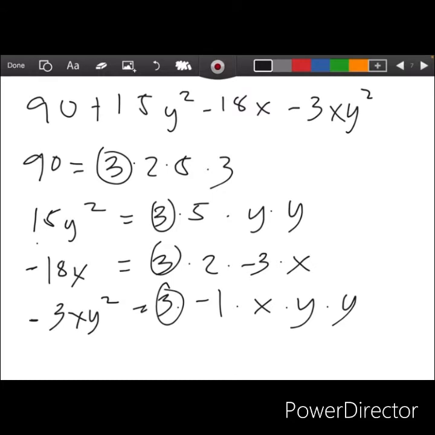What else? 2? None. How about 5? None. How about 3? Okay, therefore, the greatest common factor, the GCF, is equal to 3. And we need to factor the given expression.